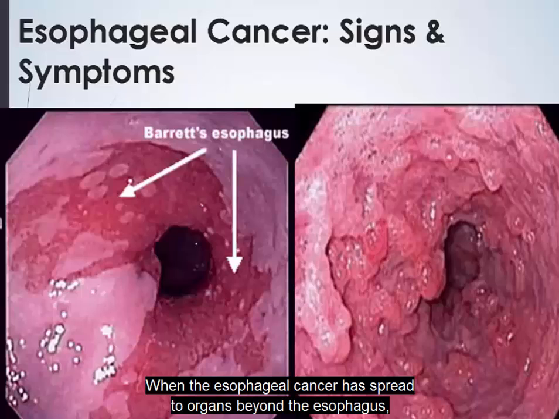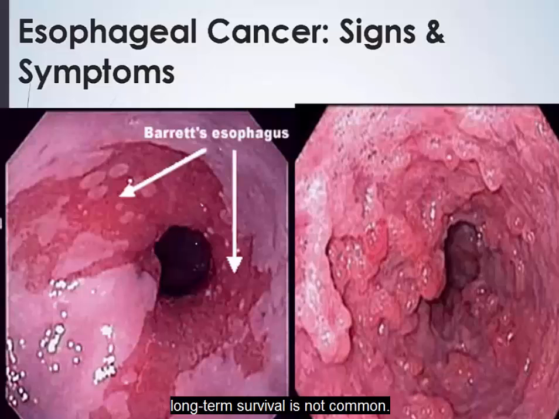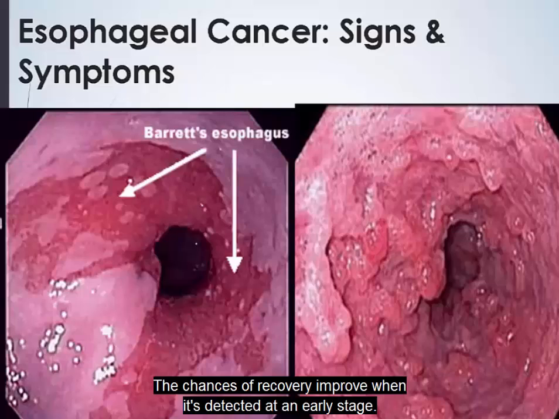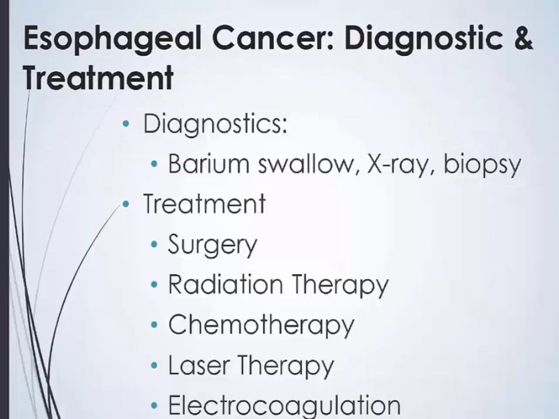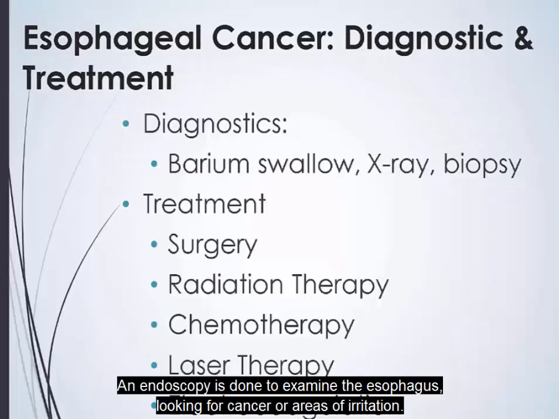When the esophageal cancer has spread to organs beyond the esophagus, long-term survival is not common. The chances of recovery improve when it's detected at an early stage, but in most cases, the long-term survival remains below 30%. The diagnostics. An endoscopy is done to examine the esophagus, looking for cancer or areas of irritation.